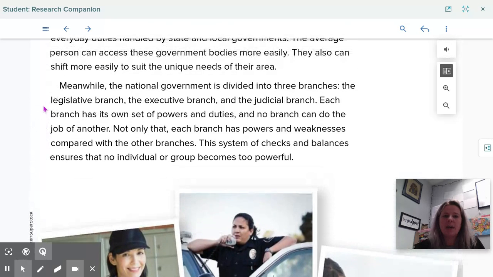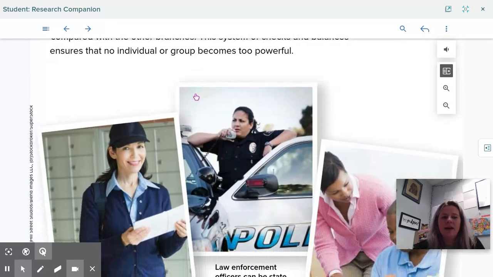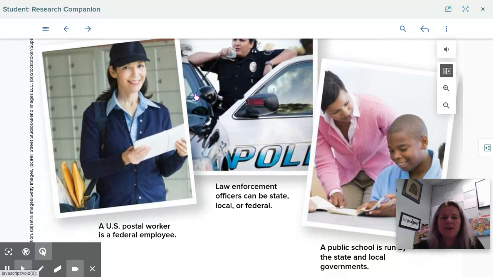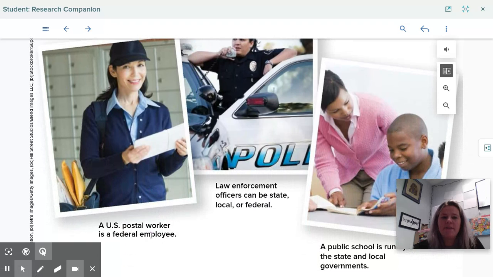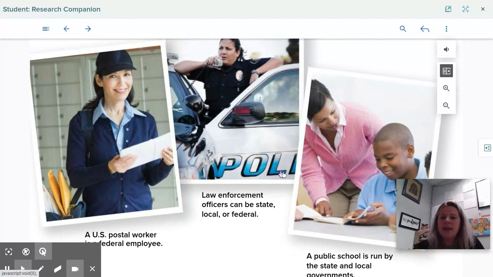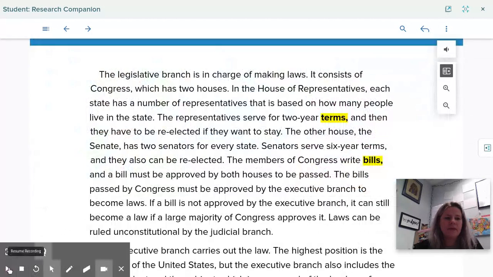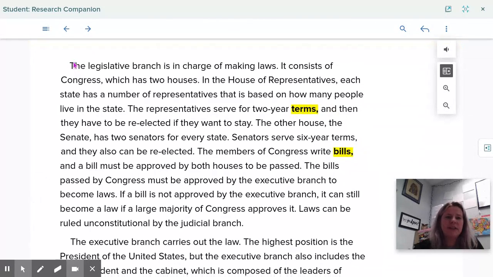So we'll talk a little bit more about the executive, legislative, and judicial branches in a minute here. Let's go ahead and look at those pictures on here. It says a U.S. postal worker is a federal employee. Law enforcement officers can be state, local, or federal. And that a public school is run by the state and local governments. All right, so let's go ahead and read about these 3 different branches of the federal government.